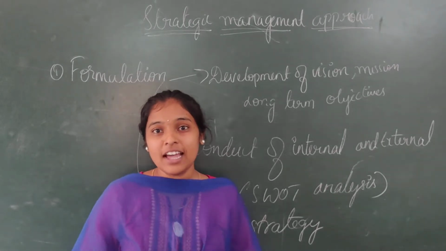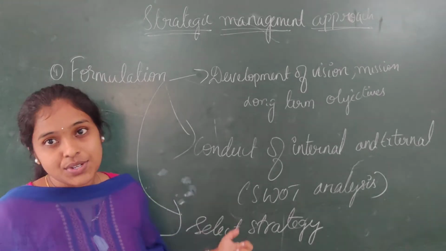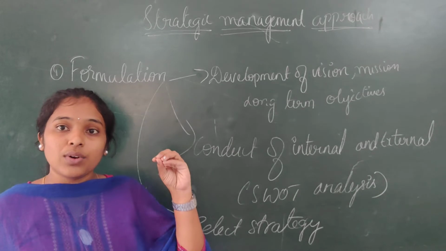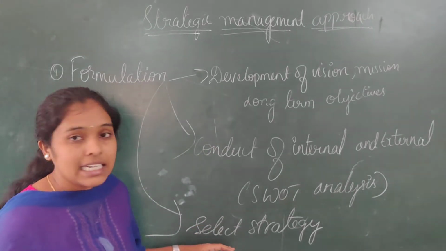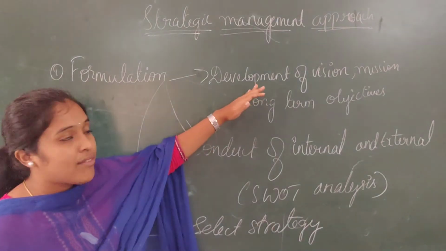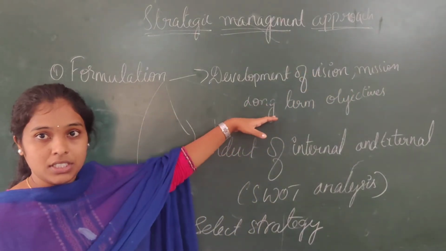So for that not to happen, we will select a strategy which is apt for the solution, which is going to sort out the problem. That is about selecting a strategy. In the formulation, what we have now is the development of vision, mission and long term objectives.